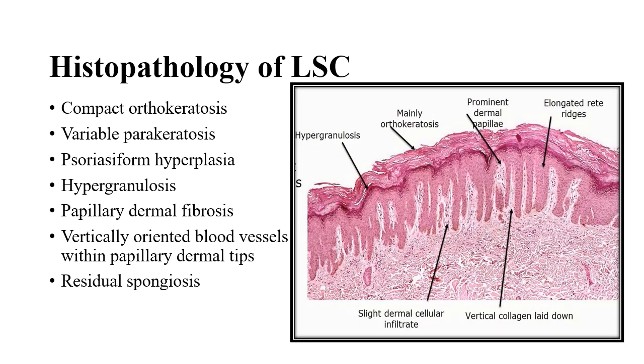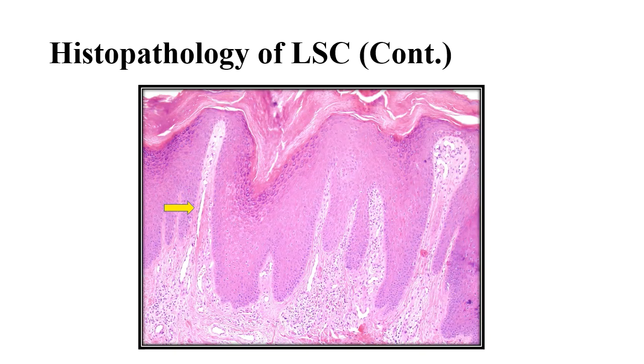Its histopathology shows compact orthokeratosis, variable parakeratosis, psoriasiform hyperplasia, hypergranulosis, papillary dermal fibrosis, vertically oriented blood vessels within papillary dermal tips and residual spongiosis. Now, in this picture we can see the vertically oriented blood vessels within the papillary dermal tips.